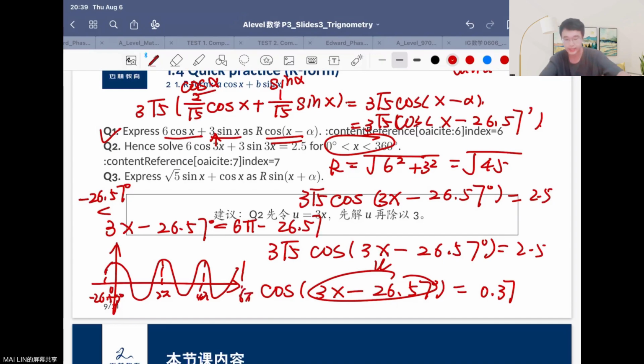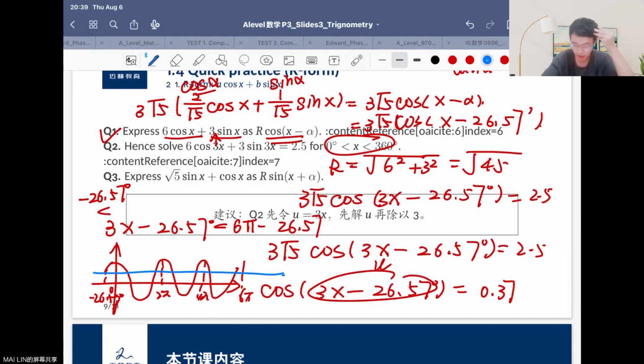Then you can draw a horizontal line to find the exact values, and we find the intercepts between them. That is it. That is for the second question.